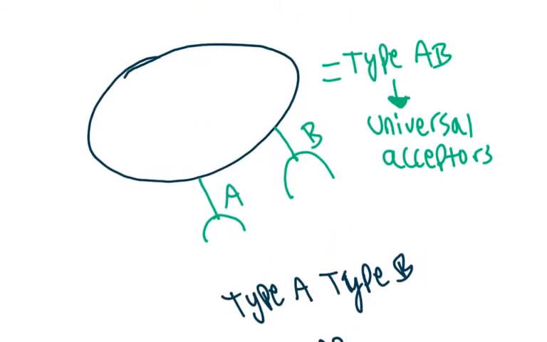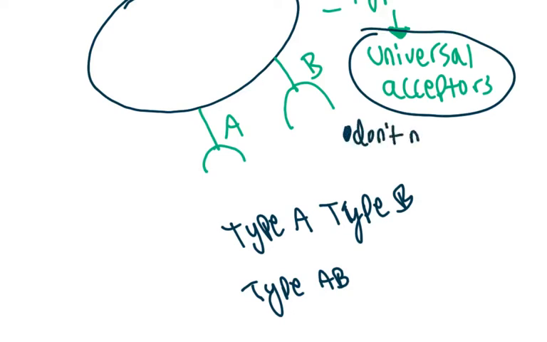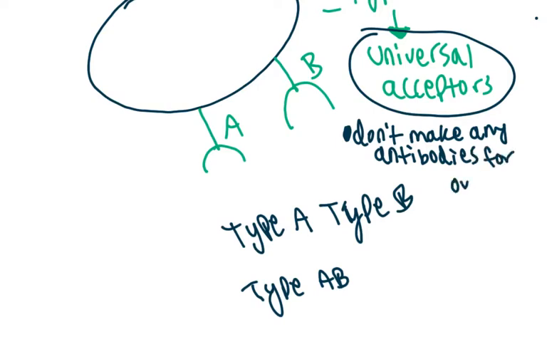All right, so let's write this down: type AB blood are universal acceptors, which we already said, and people with type AB blood don't make any antibodies for our A and B antigen. And that makes sense, right?